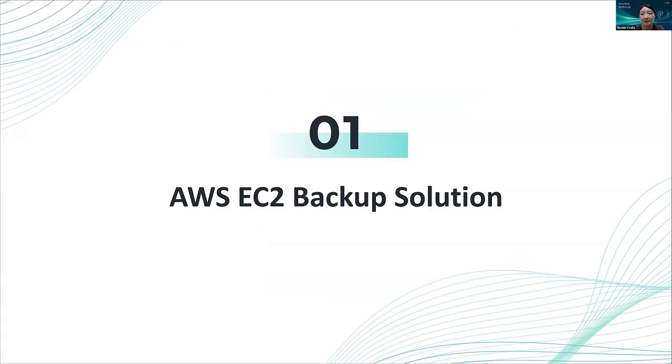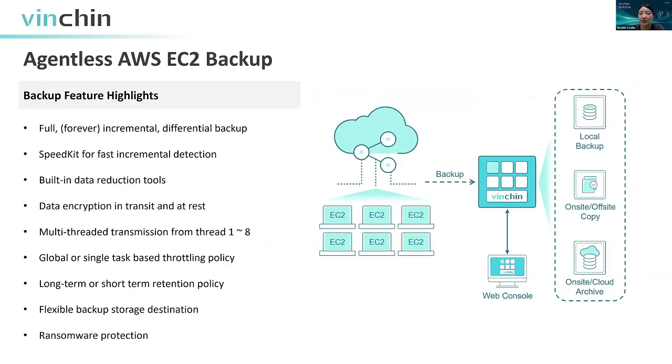Let's begin with the backup solution for AWS EC2 instances. Vinchin's backup solution for AWS instances is agentless. Just simply configure the AWS user account related information to connect the cloud platform to the Vinchin backup and recovery system. And for the EC2 backup features, we support full, incremental, forever incremental, and differential backups, with regularly scheduled jobs or once-off jobs.